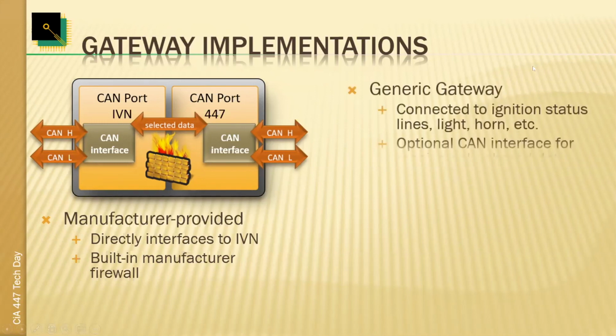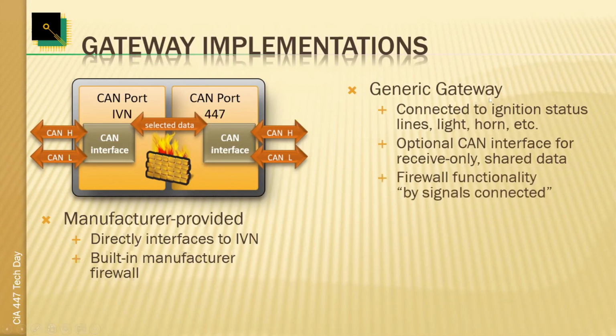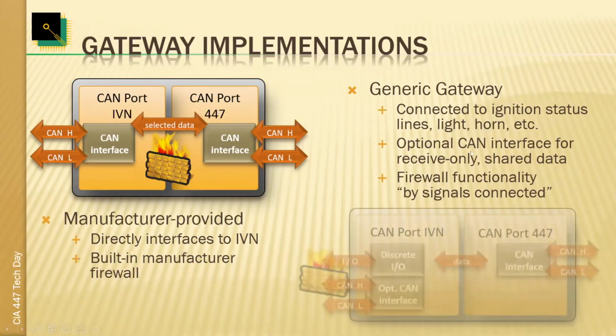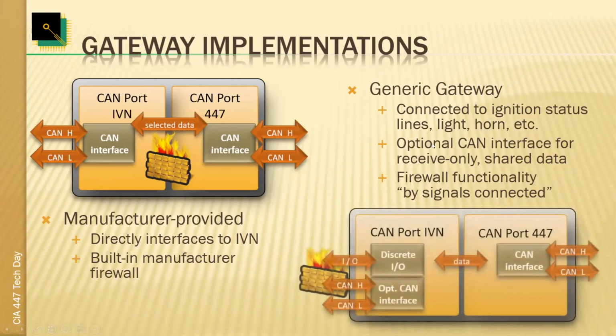On the other side, we have the generic gateways. The generic gateways are gateways that are not only for one specific car manufacturer or model, but they can be connected generically. This is typically done by really connecting I/O lines to things like the ignition status, light status, horn status, and so on. And having an additional CAN interface here is optional. And if it's implemented, then it's really just for one-way receive only.